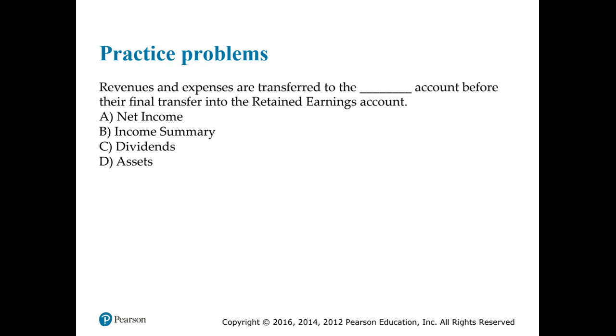Income summary, right? So revenues and expenses are transferred to the income summary account before their final transfer into retained earnings. So we transfer everything to the income summary, and then once everything is combined in the income summary, we transfer just that income summary over. So B is the correct answer for this one.